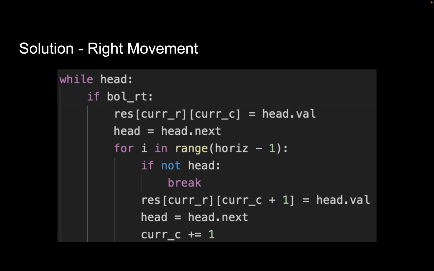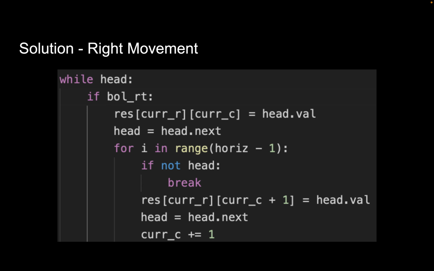And notice that since we've already filled up one of the required horizontal counts, we only need to iterate through horiz - 1 times. So in that case, we had original horiz of 5, right? We already filled up 1, so we only need to fill up 4 more elements in that right movement. And here we can see that if not head, we break out of the loop. Why we need to do this is because the linked list's total number of elements might be shorter than m times n, right? So in that case, we just break out of the loop and return the result array as I've already filled up every element in the linked list.